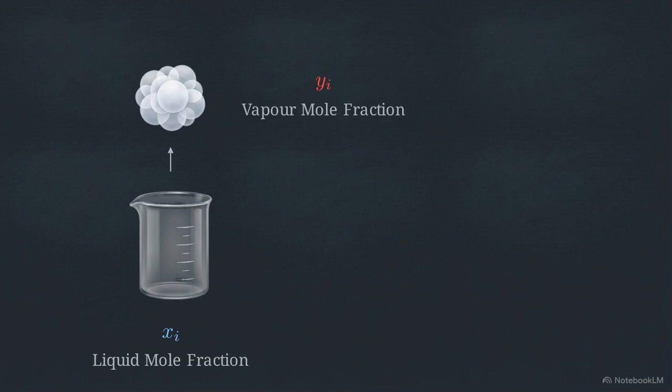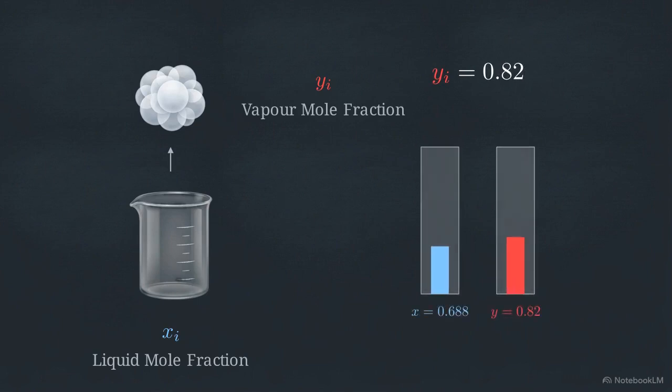To find the concentration in that vapor cloud, we divide the component's partial pressure by the total pressure. Take the partial pressure of dichloromethane, 285.5, and divide it by our total pressure of 347.9. Pause the video and calculate the vapor mole fraction. The result is 0.82. Notice that this is much higher than its liquid fraction of 0.688.